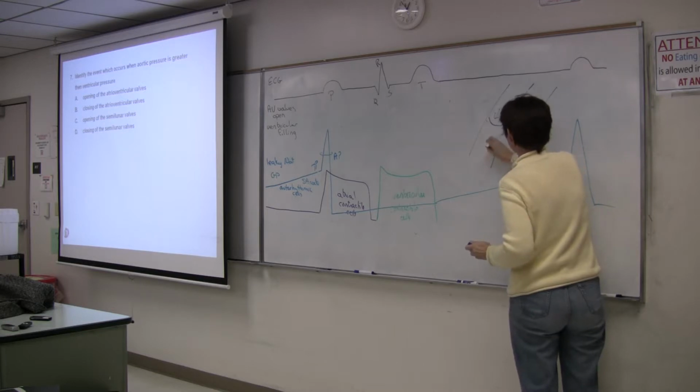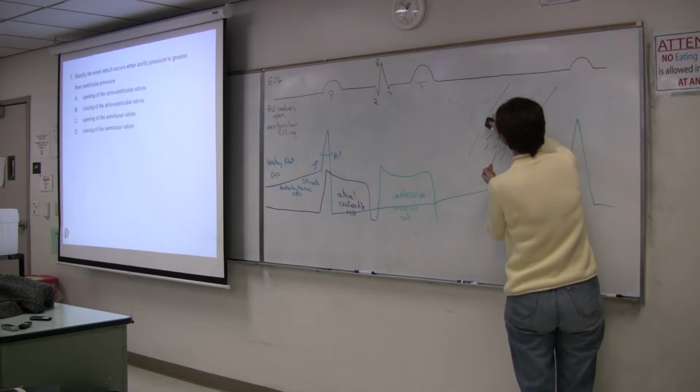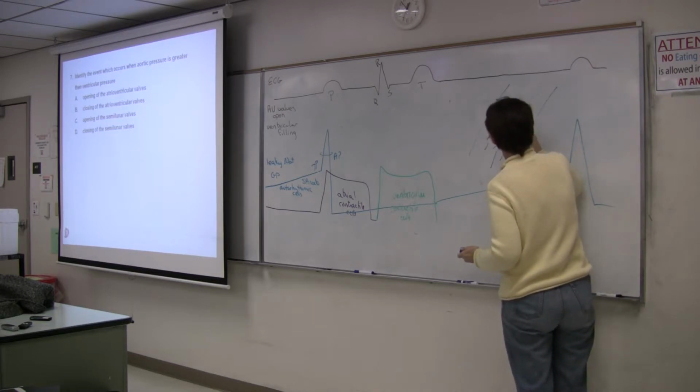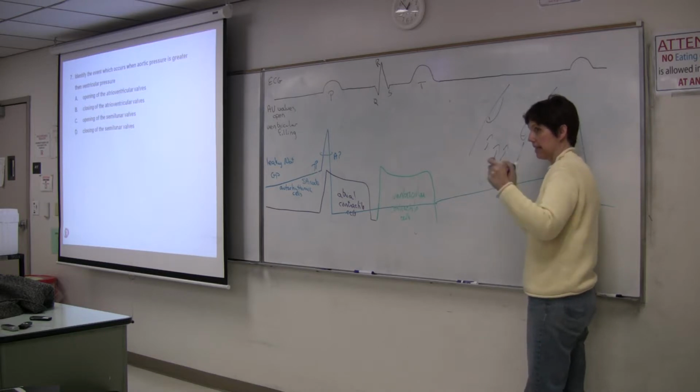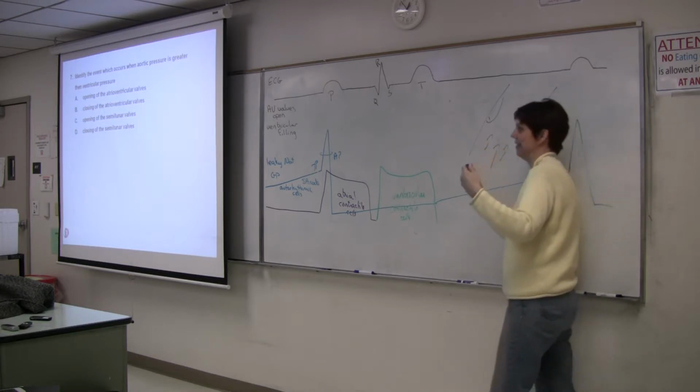When ventricular pressure is greater than aortic pressure, it's going to push those valves open, and blood will be ejected from the heart. Okay? Does that make sense? Because this kind of thing is what we're going to be doing all morning.